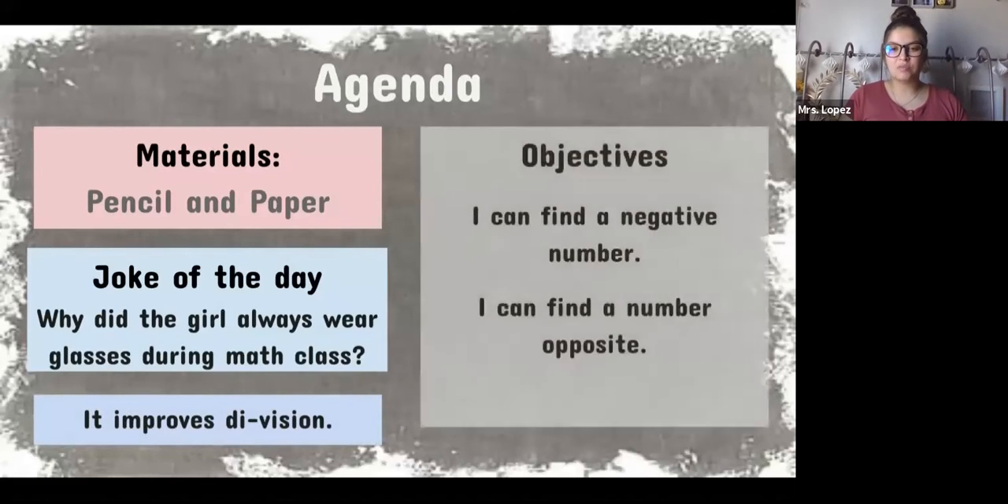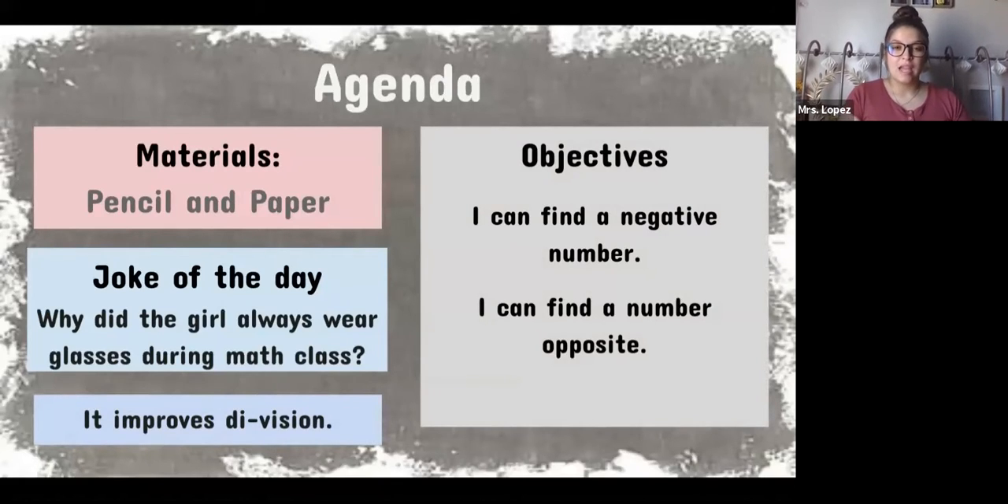And our objectives today are: I can find a negative number and I can find a number opposite. So I want you to repeat the objectives after me and then we'll get started. I can find a negative number. I can find a number opposite.